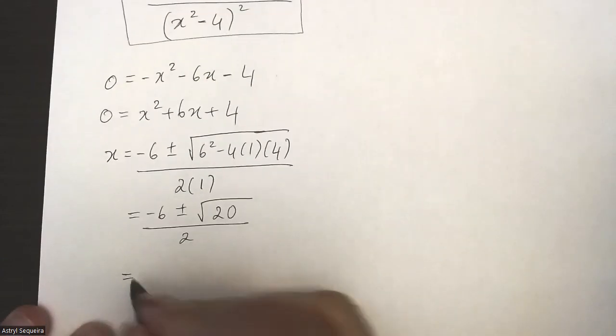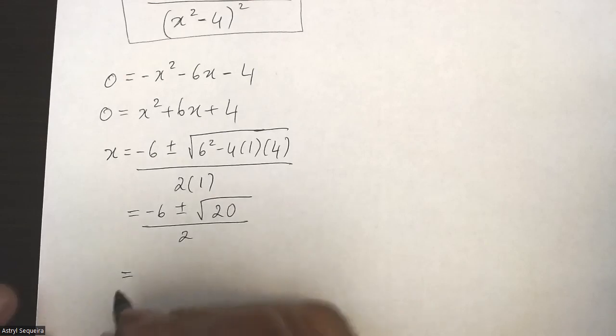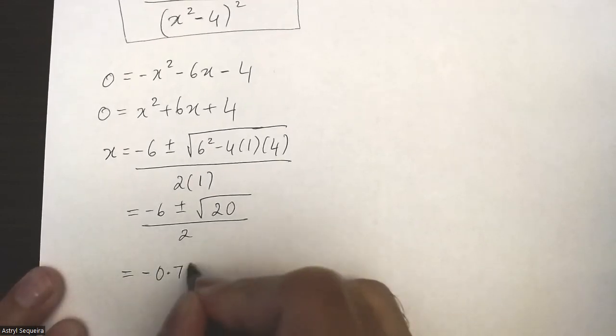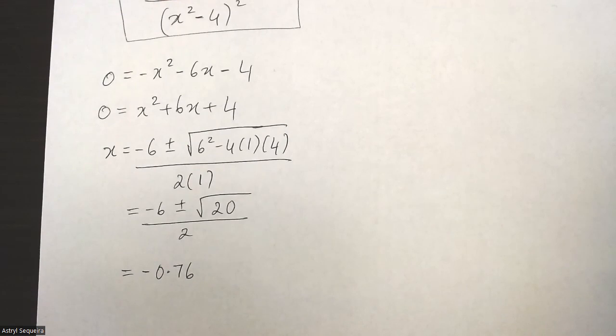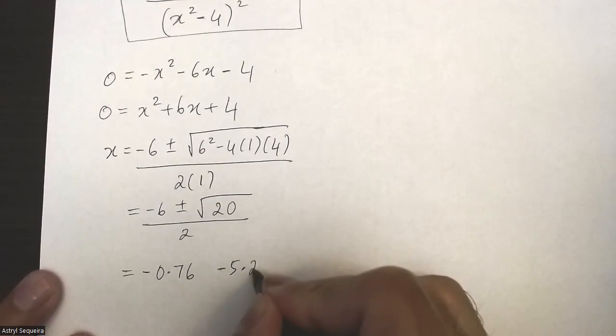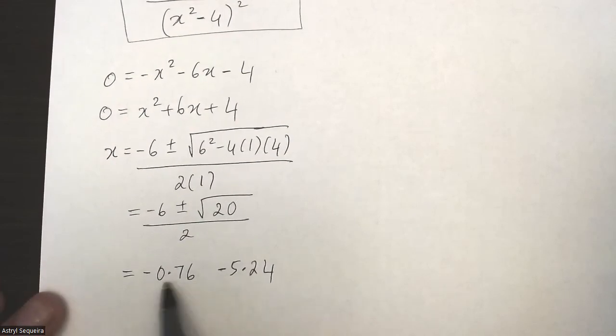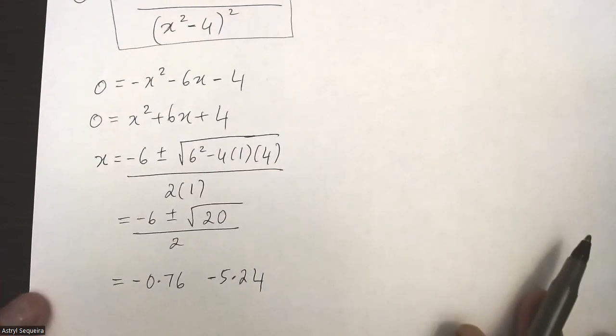Then I'll put this in my calculator. I'll get my 2 decimal solutions for my critical points. My first one is negative 0.76. And my second one is negative 5.24. Once I get my critical points, I want to do my number line next.